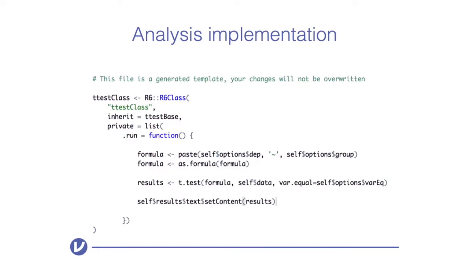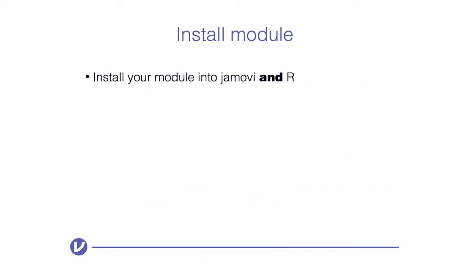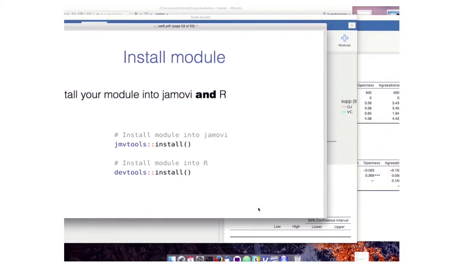So just quickly, here's an analysis. You can see I've taken the self$options$dep, that dependent variable, I've pasted it together with the tilde and the grouping variable, so I've assembled a formula, I've turned it into a formula, and then I've called the t-test function from the base R package. And you can see I've passed in the formula, the data, and whether the variances are equal. I assign that to results, and then I specify this as the content in that results object. And now what we can do is install this module into Jamovi and into R. We can do that using the JMV tools install and the dev tools install. And let me just demonstrate that for you now.